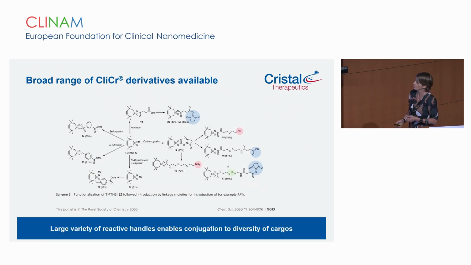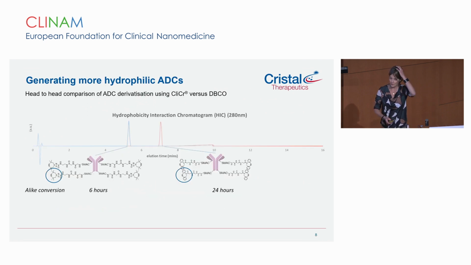So by now we have this complete range of CliCr derivatives available. And each time you start, as you see in the beginning, with, let's say, the base compound, the building block, and that can then be stepwise derivatized into a variety of linkers, allowing for conjugation with all kinds of cargo molecules. So as a first example, I mentioned ADCs. That's what we've done some very nice collaborations on.